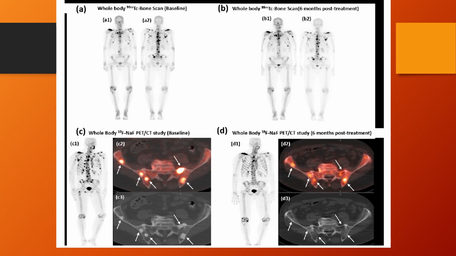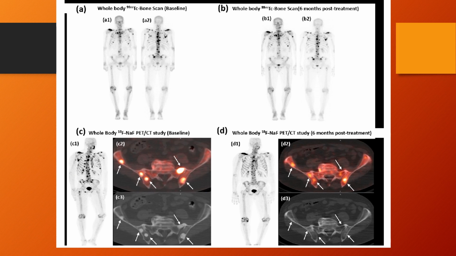So you see A is anterior and posterior of the whole body bone scan with technetium, and it does show extensive skeletal involvement. And then B is anterior posterior view of the tech bone scan 6 months later, and it does indicate stable metastatic disease. It did respond to treatment. C is the baseline whole body sodium fluoride PET, and it reveals more osseous metastatic sites seen on the MIP image than we're seeing with the MDP.